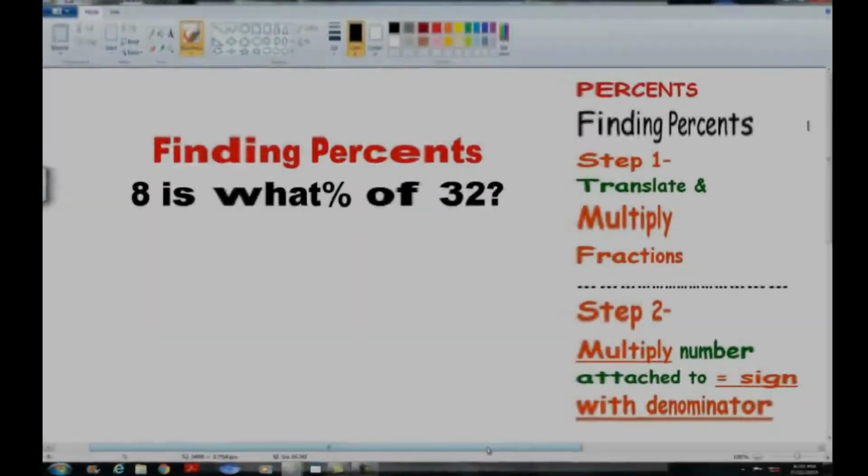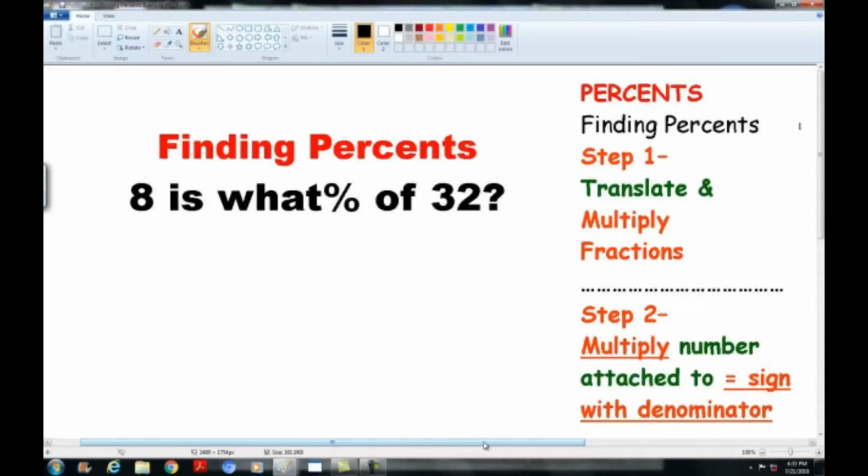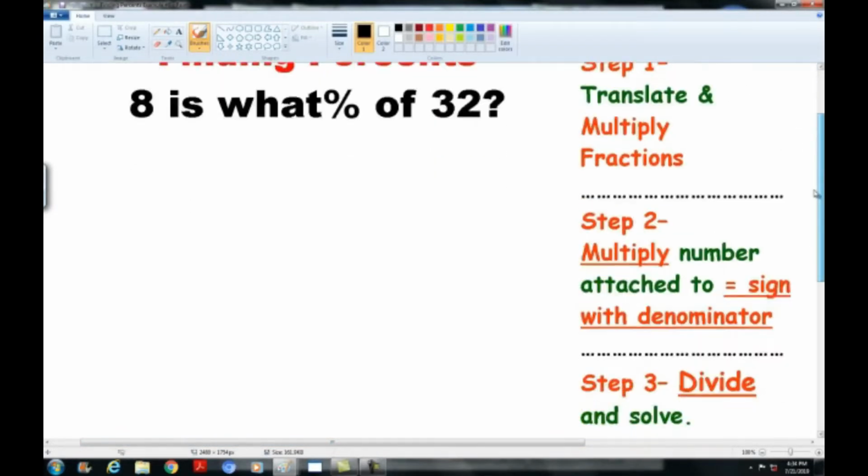How do I set up a percent problem? Like if I say 8 is what percent of 32? How are we going to set that up? Well, the first thing you want to do is, I have my steps here. I have three steps I'm going to deal with: one, two, and three. I'm going to make it really, really simple.